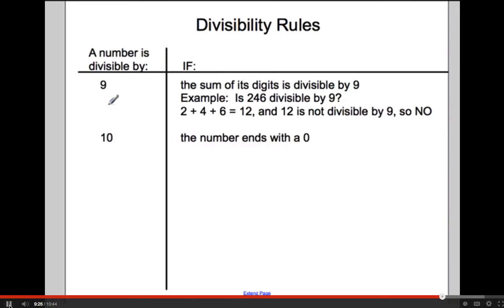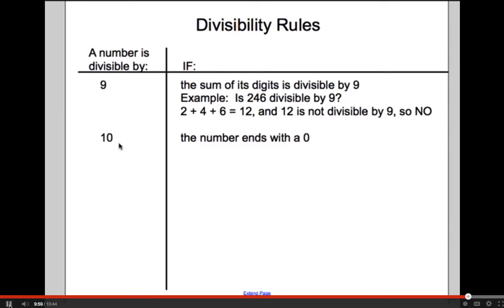A number is divisible by 9 if the sum of its digits is divisible by 9. Does that sound familiar? It's the same trick that we used for the number 3. So, for example, is 246 divisible by 9? Well, if we find the sum of its digits, 2 plus 4 plus 6 is 12. And 12 is not divisible by 9. So the answer is no. 246 is not divisible by 9.